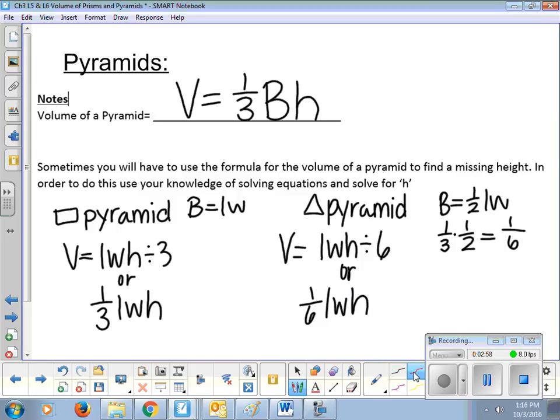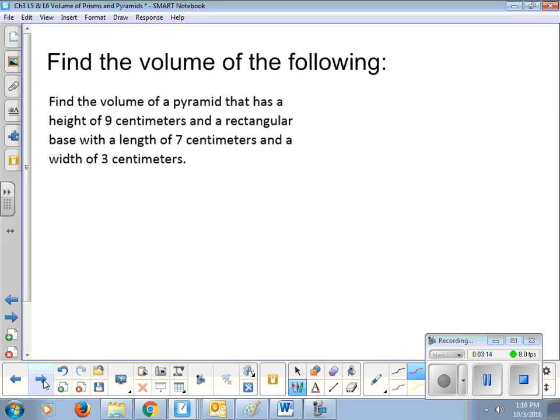Sometimes you will need to use the formula to find a missing height. When you're solving for height, you're going to use your knowledge of solving equations and solve for h. You plug in the values that you know and solve for your unknown, which in this case would be h.